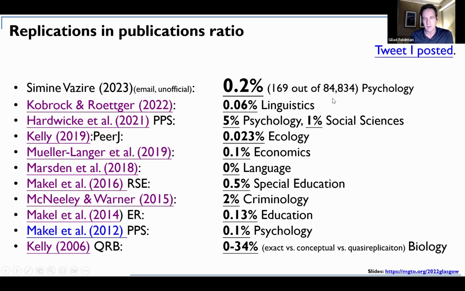So from about 85,000 articles that she mapped out, about 169 of those are replications. And then, well, you'll see how many replications we did and published. You can understand that this is even lower than that.